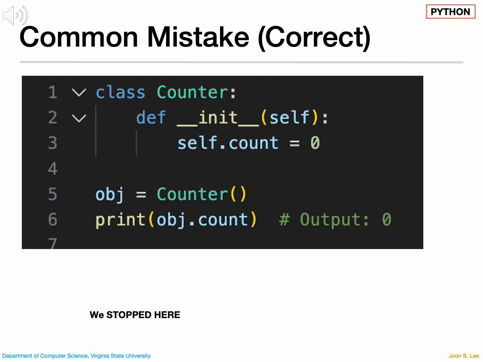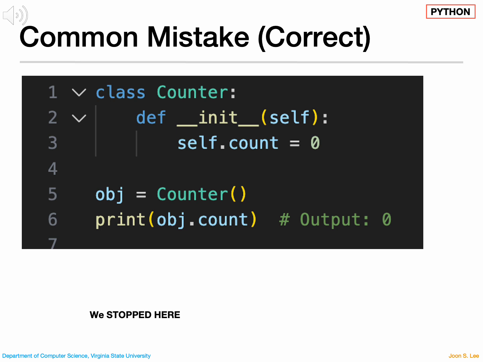This version of the Counter class is written correctly. On line 2, we define the constructor __init__ just like before. But on line 3, notice the key difference. We use self.count = 0. This attaches the variable count directly to the object. Now count is an instance variable, and it belongs to every Counter object we create.